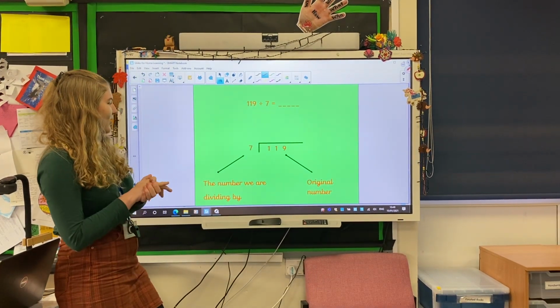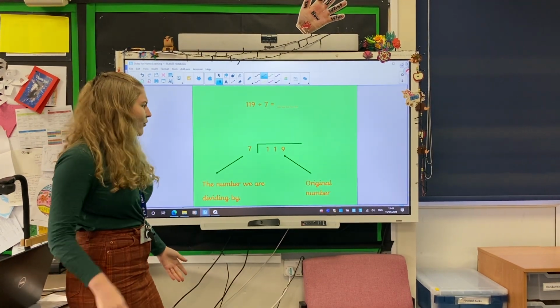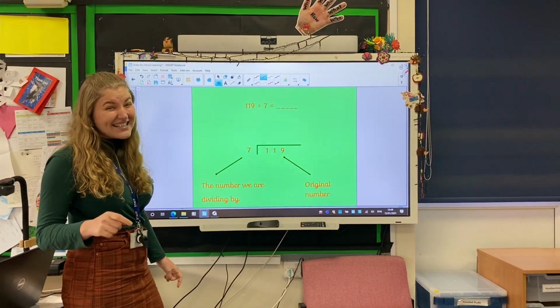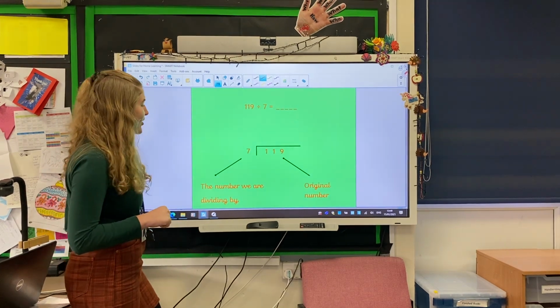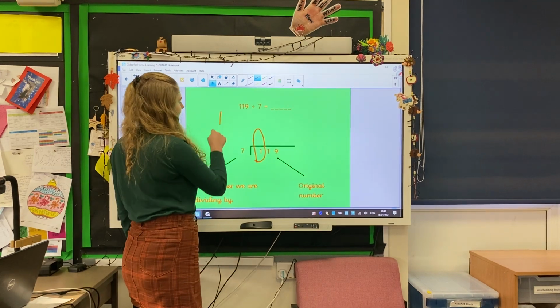Okay, here's a good one. We haven't done this one yet. We are going to do 119 divided by 7. Other way around would be quite tricky. So have a think. How many times does 7 go into 1?